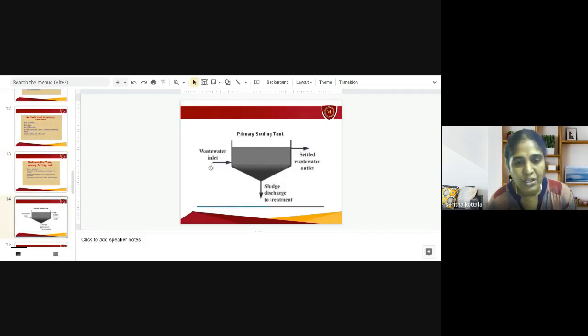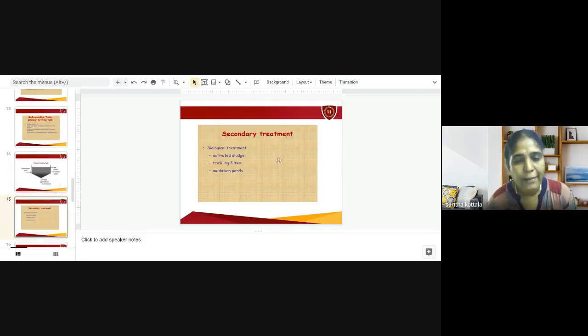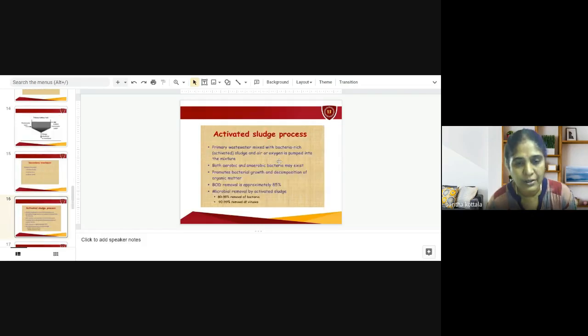This is the primary settling tank. The wastewater comes inside and the sludge settles down. Later on it is removed, and the settled wastewater flows out. Further on, this wastewater is treated. Now what happens in the secondary treatment? It is a biological treatment, which uses activated sludge, trickling filters and oxidation ponds.